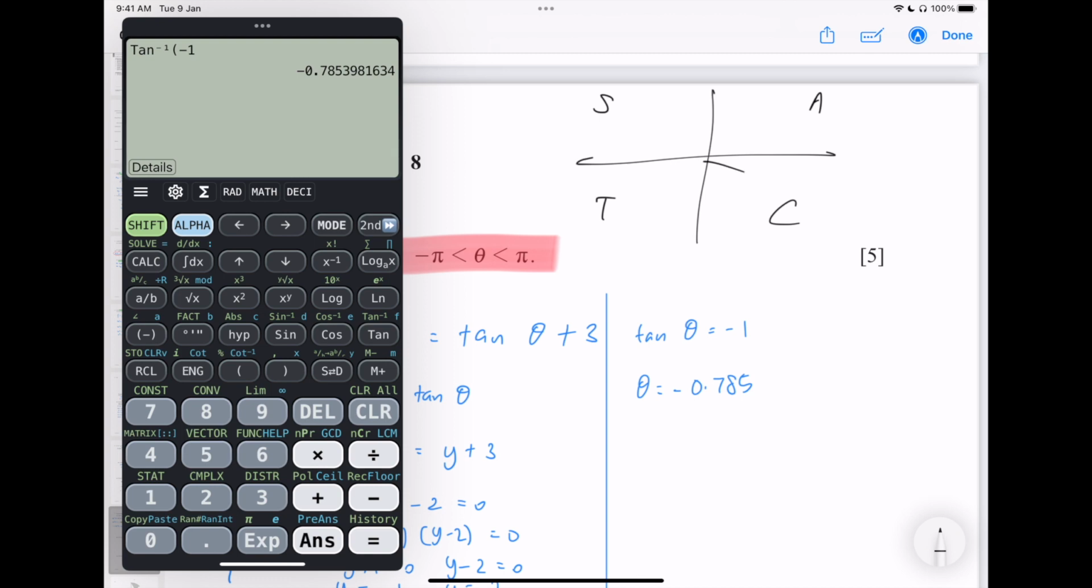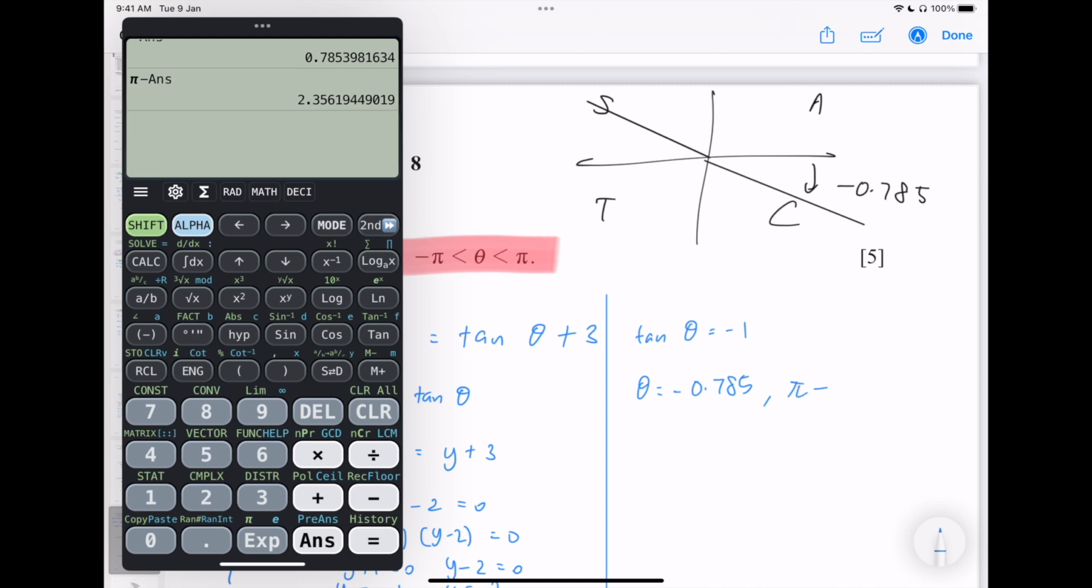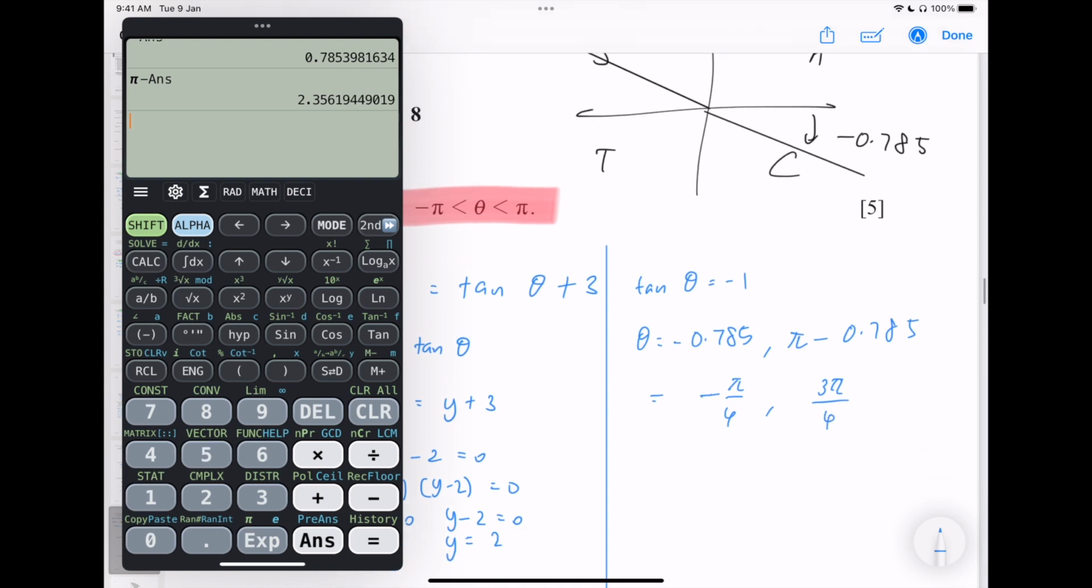Minus 0.785 is actually down here. You can see that tangent gives you minus 1, which is a negative answer. The other negative answer is going to be up there. So you just got to get the basic angle, and then you take pi minus that. Pi minus 0.785. You'll get these two answers. 0.785 is basically negative pi over 4. You can still leave it as the decimal if you want. And the other one is going to be your 3 pi over 4. Those are your first two answers.